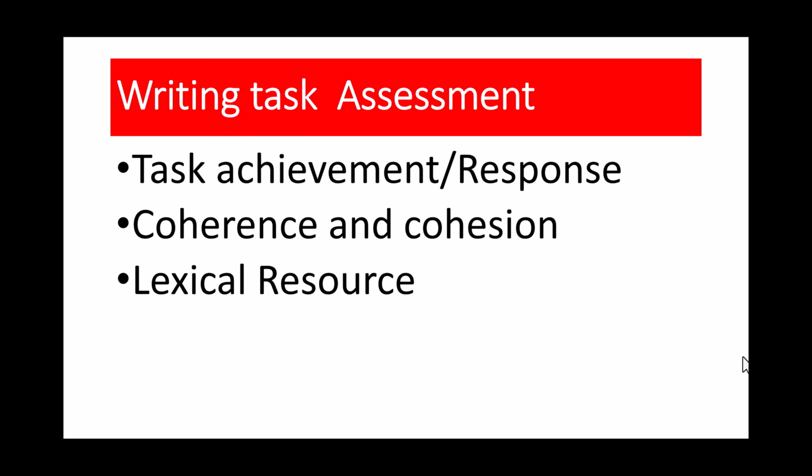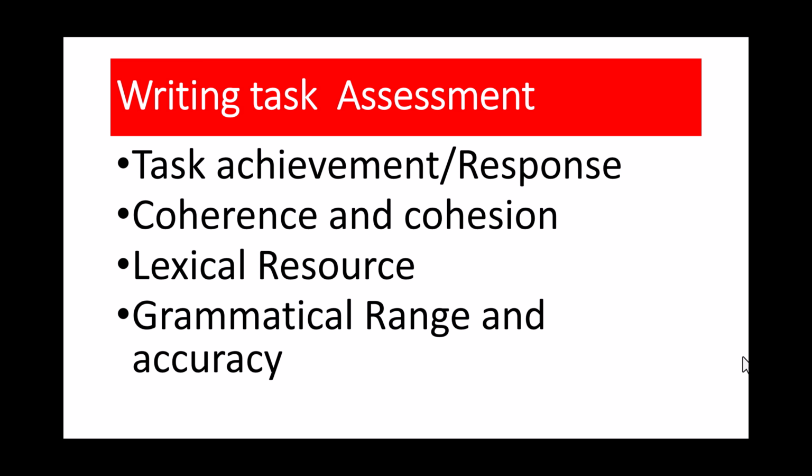The third criterion is lexical resources. It means the vocabulary, the words that we have used. Are they related to the topic of the writing? Or how advanced are they? And the fourth one is grammatical range and accuracy. It's not talking only about the accuracy or the correct grammar that you're using. It also talks about the range and variety of grammatical structures that we have been able to use.